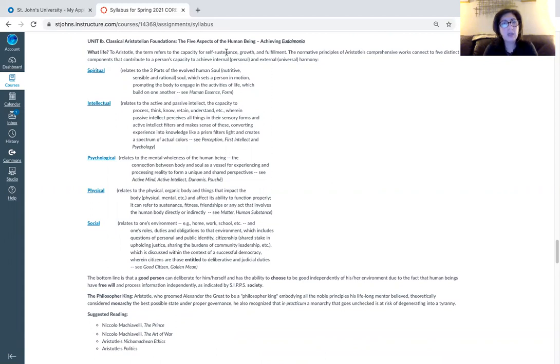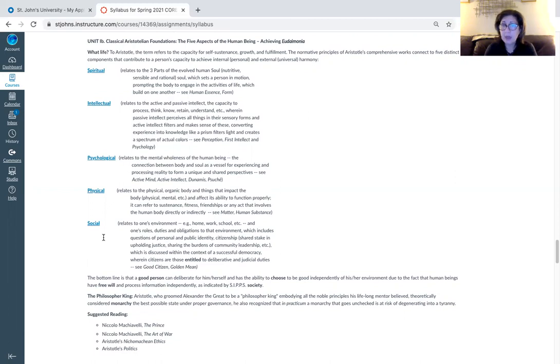Another principle of Aristotle is this concept of the 5 aspects of the human being. You'll see the 5 aspects are spiritual, intellectual, psychological, physical, and social. I'm stopping here a moment because it's important to see that we have to achieve fulfillment at these 5 levels in order to really flourish, which is the goal of an ethical code, of being part of a community, of doing most of the things that we do. We want to be happy. What does that mean? We want to be good people.